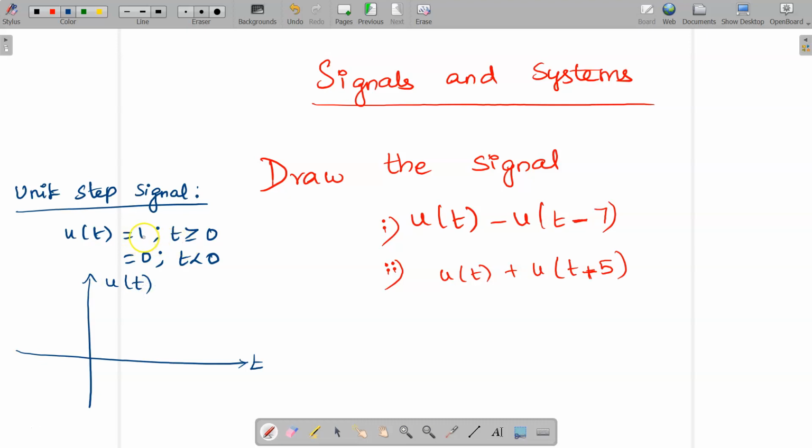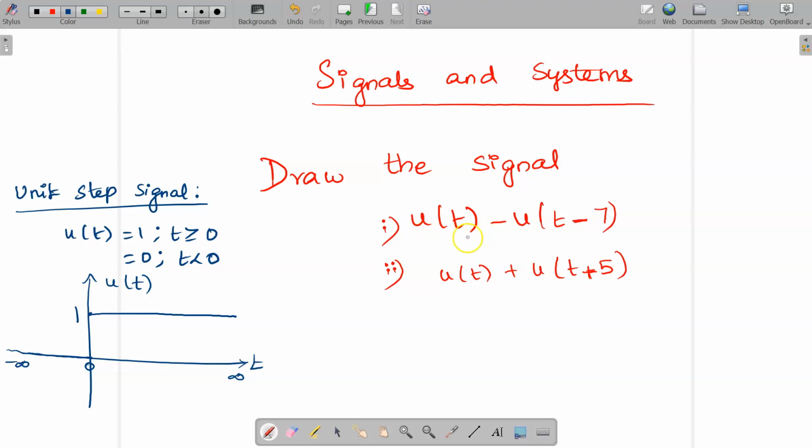U of t value is 1 for t greater than or equal to 0. So for 0 to infinity, the amplitude is 1. For t less than 0, that is minus infinity to 0, the value is always 0. So this is the diagram for u of t from the definition. They have given 1 as the amplitude for t greater than or equal to 0, so 0 to infinity, the amplitude is 1.